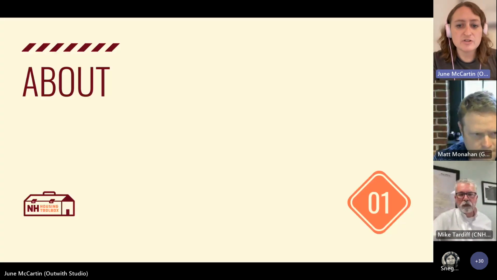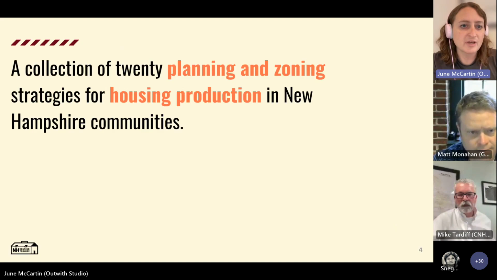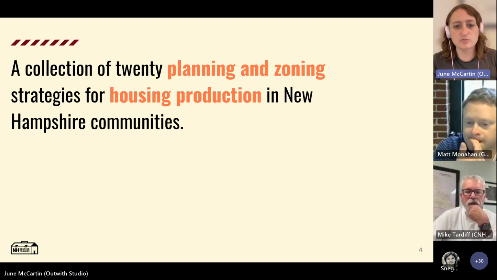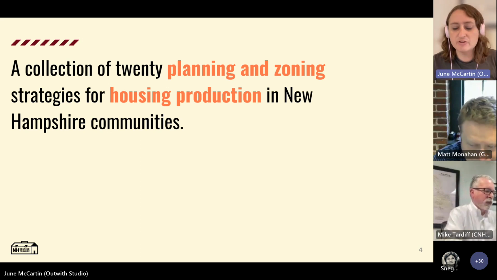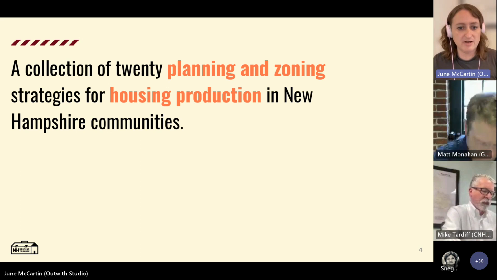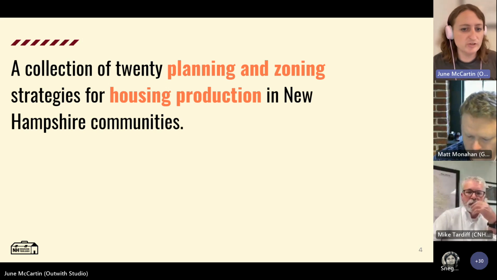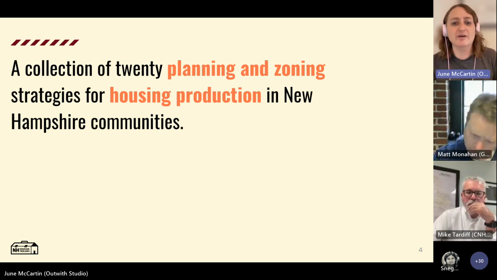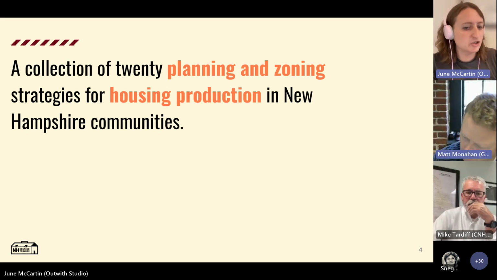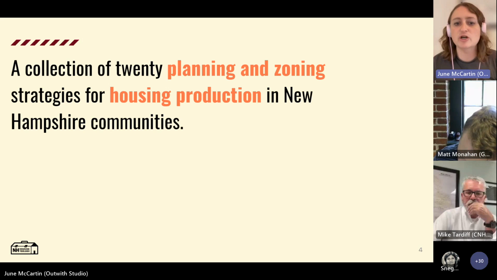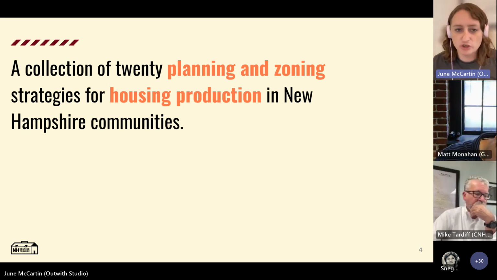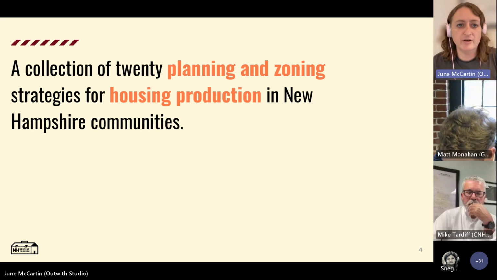Great. So just a little bit about the toolbox. It's a collection of 20 planning and zoning strategies for housing production in New Hampshire communities. Essentially, these are tools aimed at the local level that local governments can work to implement. There are a lot of issues when we talk about housing, but we're really focused on housing production within this toolbox. It touches on a lot of other things, different housing subjects, conservation, infrastructure, but at the core, the purpose behind each one and why we bring it to the toolbox is for the housing production role it plays.